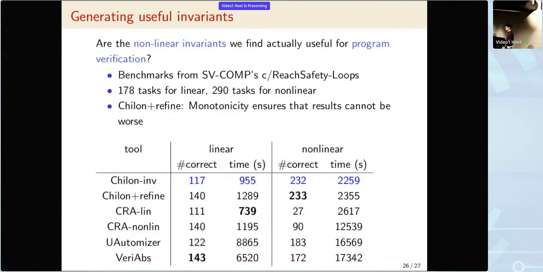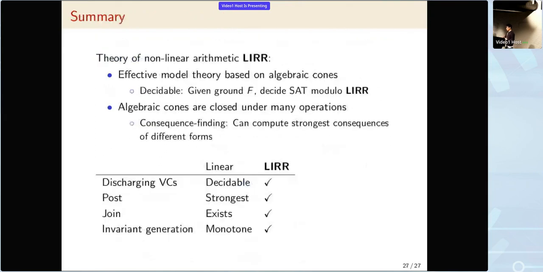So here are the results. The numbers in blue are the ones for the tool. The numbers in black are the ones that are the best in each category. So you can see over here that for the linear category, Pilon inf doesn't do as well as the best, but after adding the refine heuristic, it is very competitive. And in the nonlinear category, Pilon inf and Pilon plus refine are already the best in that category. Right, so that ends my talk. I'm ready for questions.